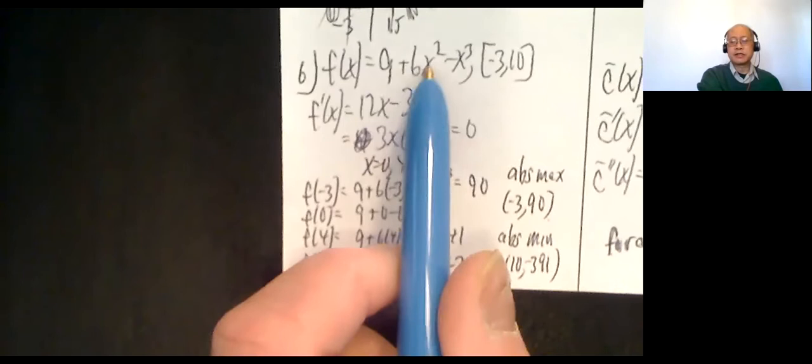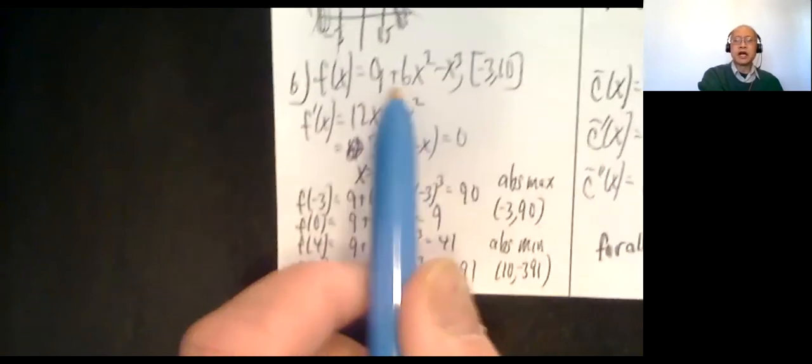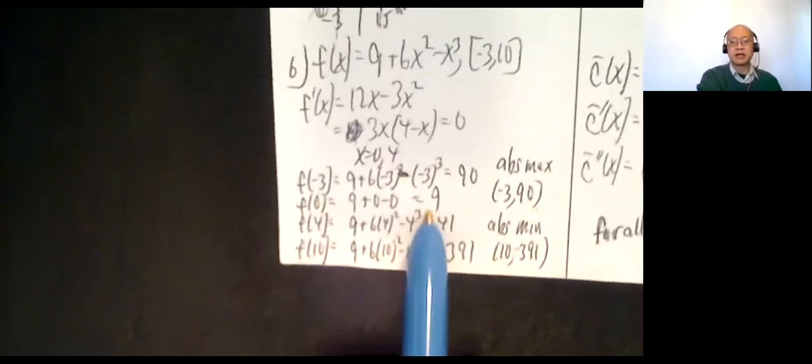Okay, plug in 0. Oh, I like plugging in 0, right? 0, that's an easy one, right? Because 0 times anything is 0. 0 squared is 0, 0 cubed is 0. So it's 9 plus nothing minus nothing, 9.